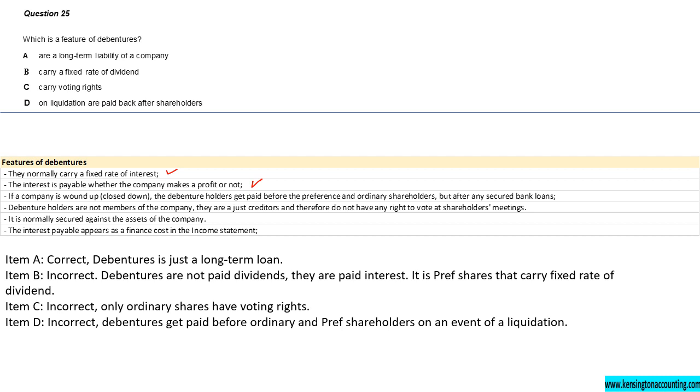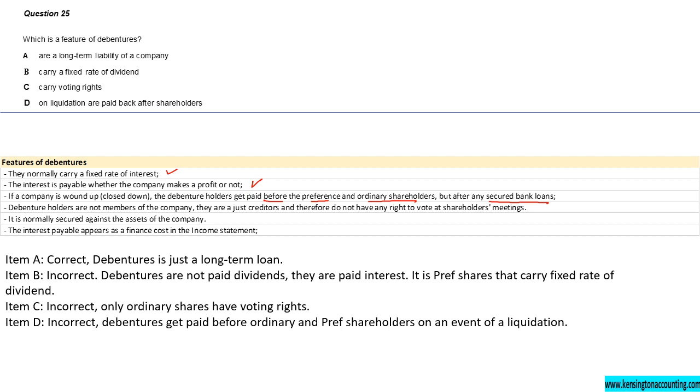Thirdly, if a company is wound up or closed down, the debentures get paid before any shareholders, whether preference or ordinary shareholders, but they get paid after any secured bank loans. So the banks get their loans and overdraft paid first. Then you have the debentures. Then you will have the preference shareholders, and last will be the ordinary shareholders, who get some money in the case of a winding up of a company.